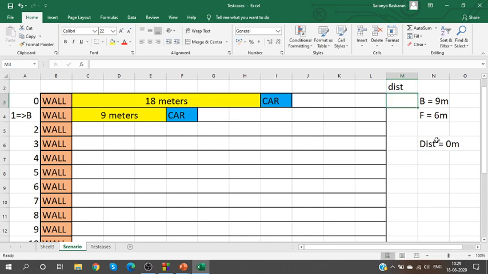Initial distance is 0 meter. Now it has moved backward by 9 meter. So current distance is 9 meter. Okay. After moving in backward direction, second step will be in forward direction.